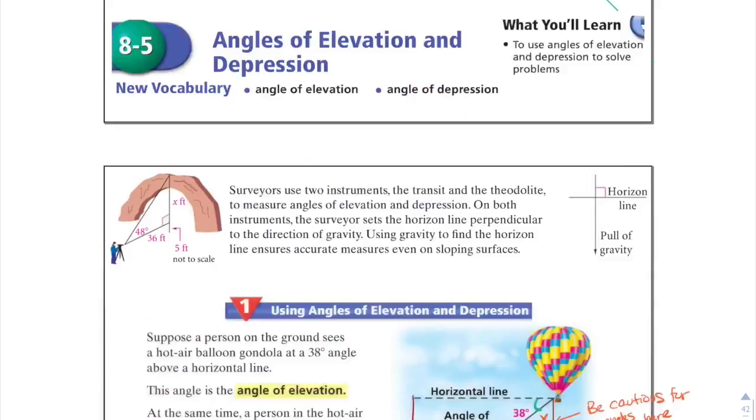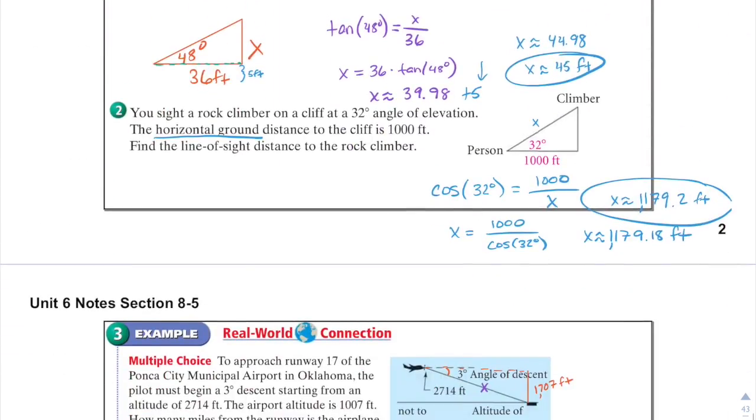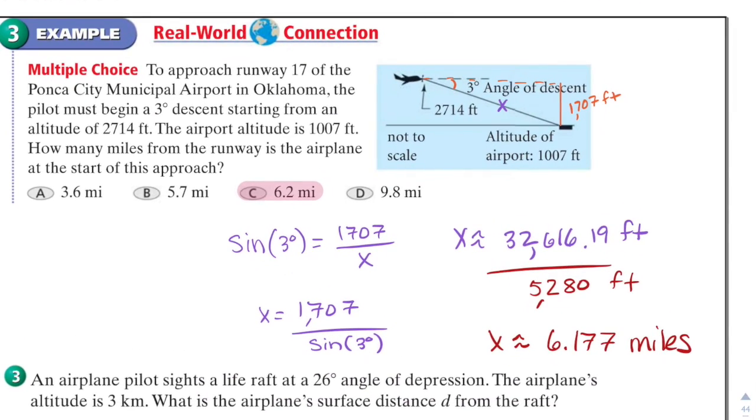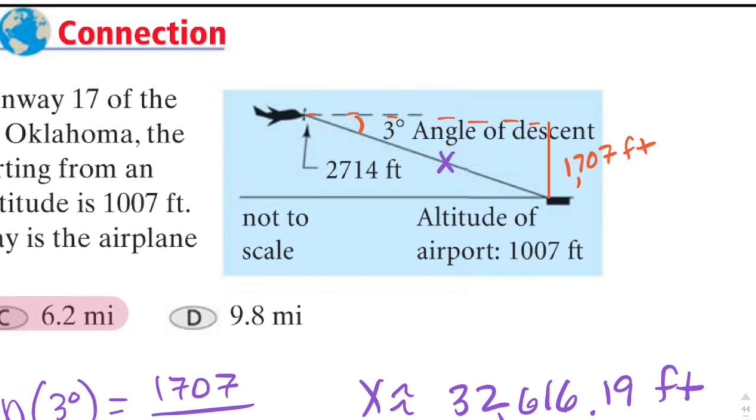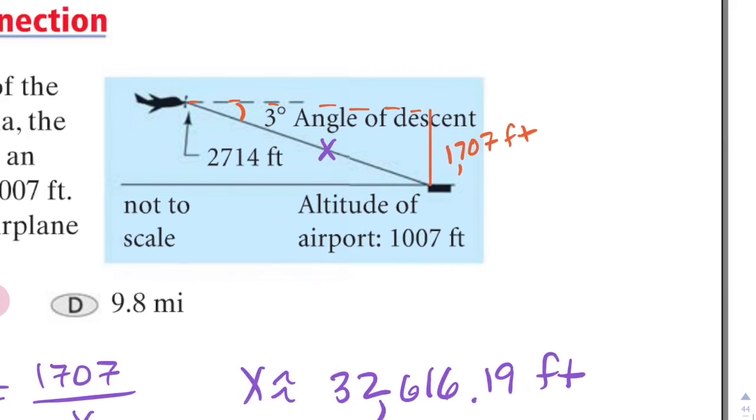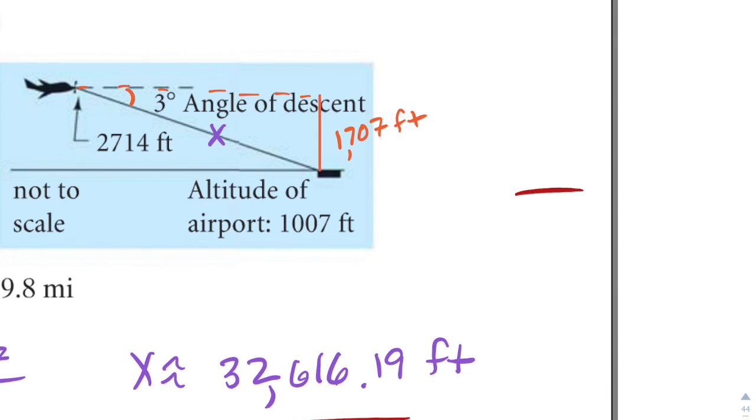All right, so let's finish the rest of the lesson here. We made it all the way up until example 3. Let me just explain it a little bit more. Your airport is 1,007 feet above sea level, and your airplane is 2,714 feet above sea level. So the difference of the two is a total of 1,707 feet. Your airport is over here and your airplane's here. So we found the difference between the two.